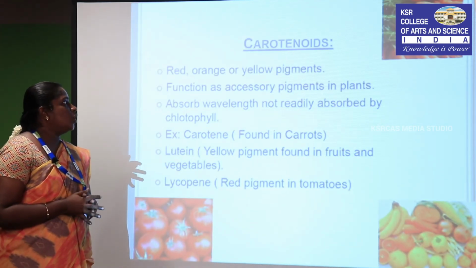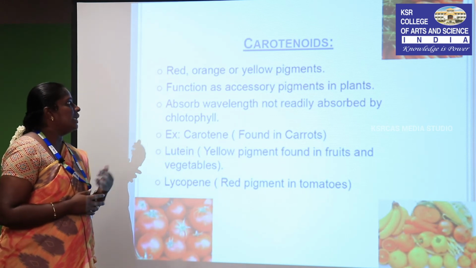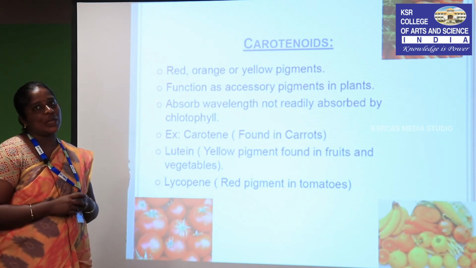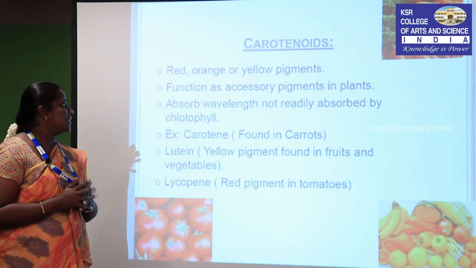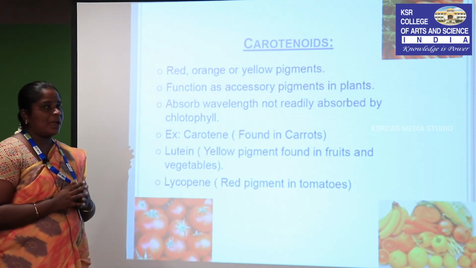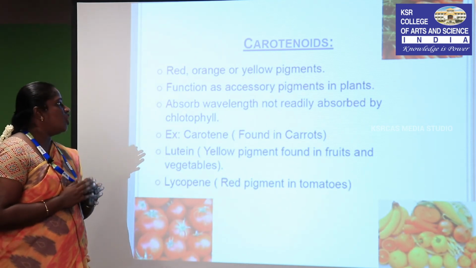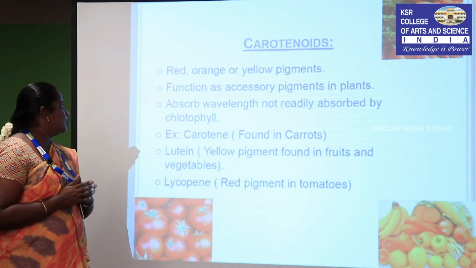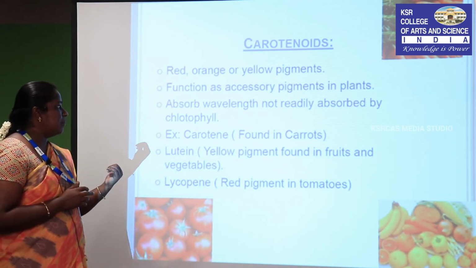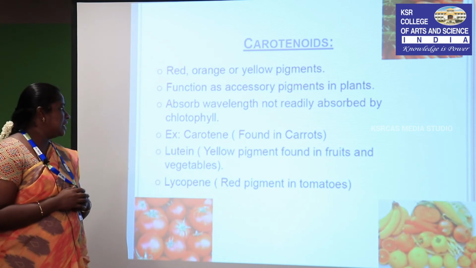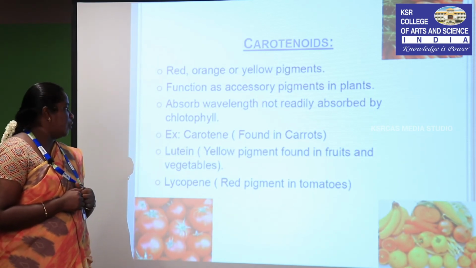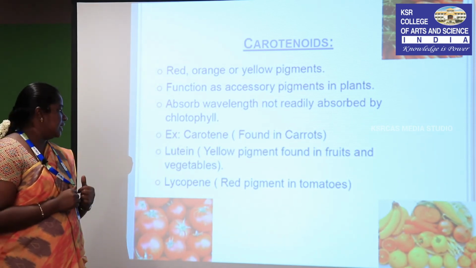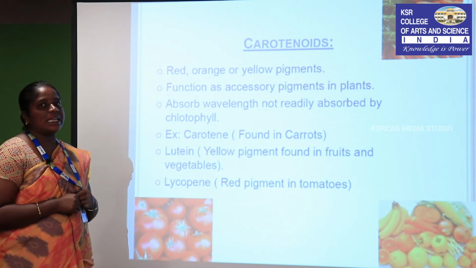Carotenoids. Carotenoids are red, orange or yellow pigments. They function as accessory pigments in plants, absorbing wavelengths not readily absorbed by chlorophyll. For example, beta-carotene is found in carrots, a yellow pigment is found in fruits and vegetables, and lycopene is the red pigment in tomato.